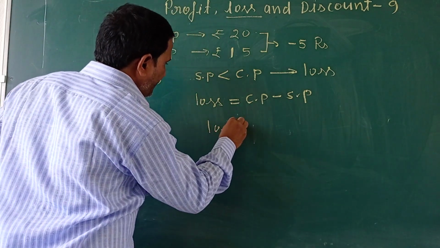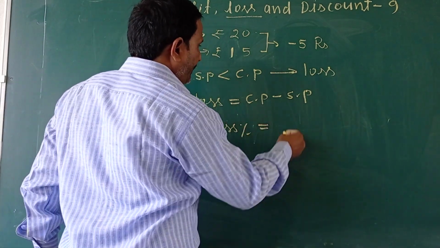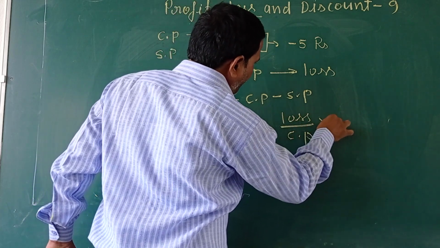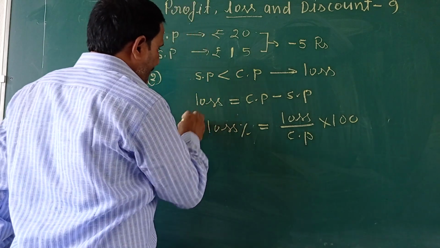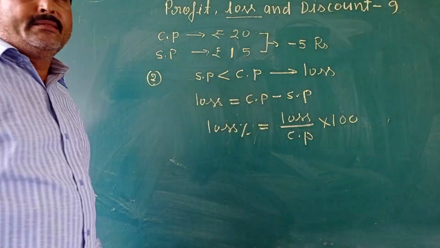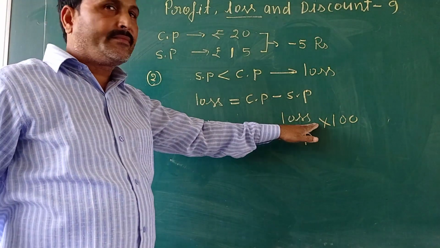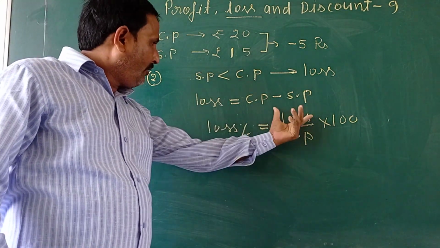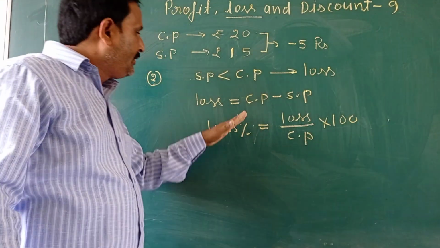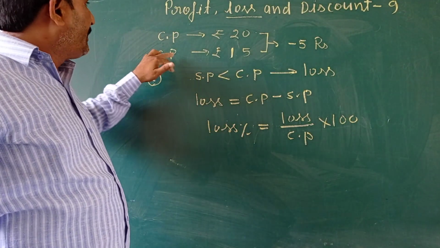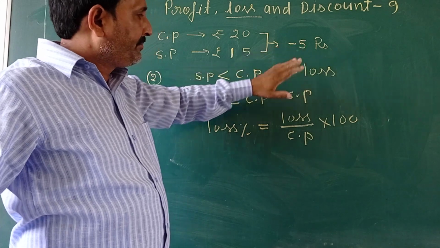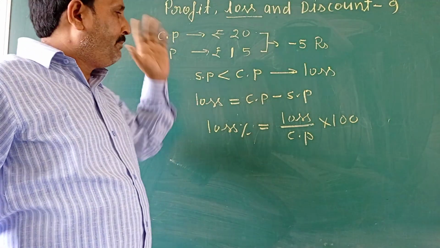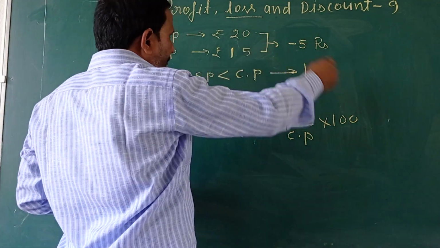Then loss percent is equal to loss upon CP into 100. This is your second formula. Loss, okay? Loss upon CP into 100, you can get your loss percent, where your loss is 5 rupees. Put the values here. You can easily calculate the loss percent on the same values.